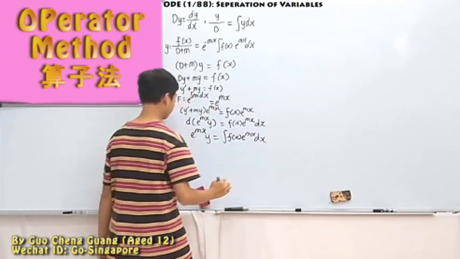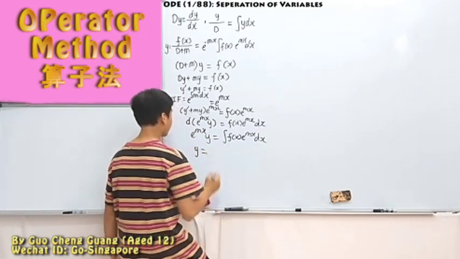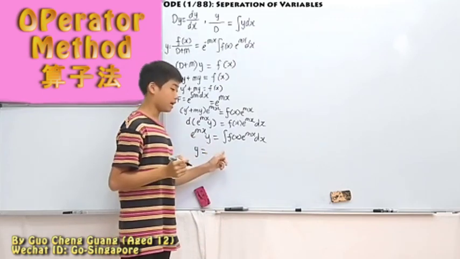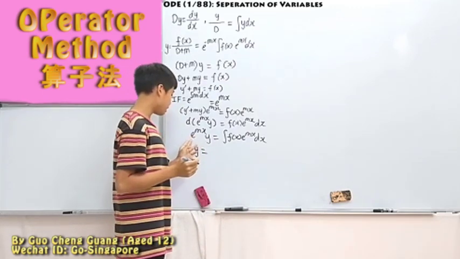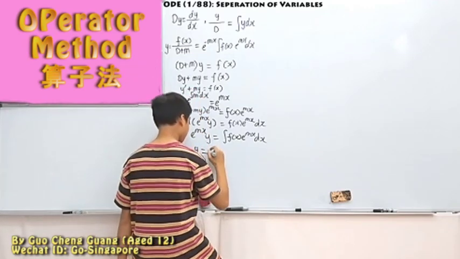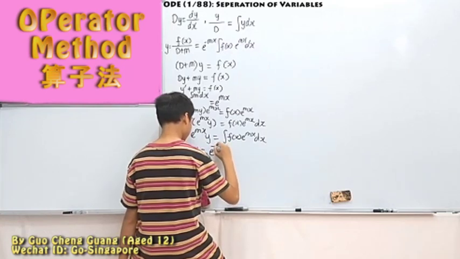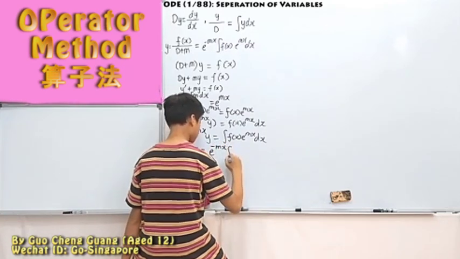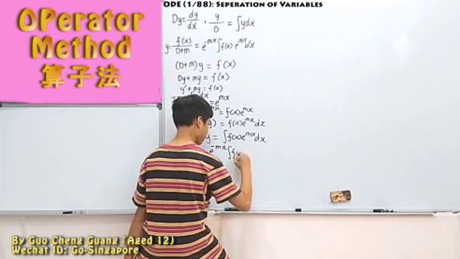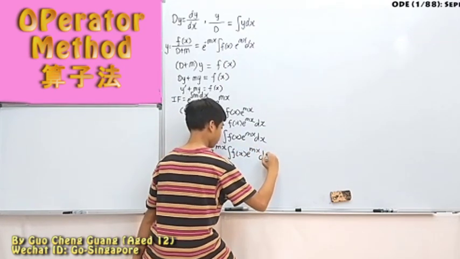Like this. So then after that, one more step to find y. You just need to divide this to the other side. But when you're dividing this e to the other side, that means you're just changing a negative sign on the power. So you get y being equal to e to the power of negative mx, then you integrate f(x) e to the power of mx dx.